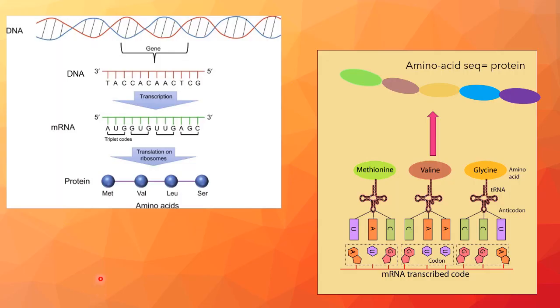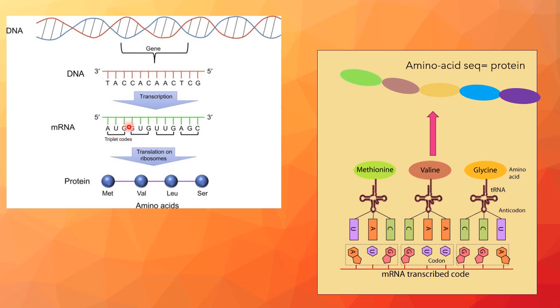So you can see here, this is the central dogma. A gene from DNA is transcribed, we get mRNA, and on translation of mRNA we get a particular protein. This is the sequence of a specific chain of amino acids which gives us a specific protein. Now you can see here, after transcription we get a gene sequence. Now how to read this gene sequence?